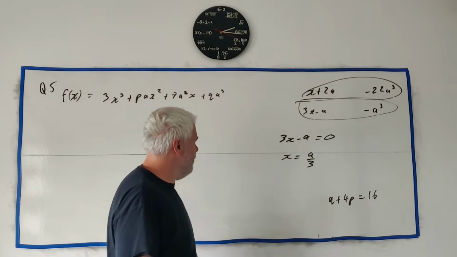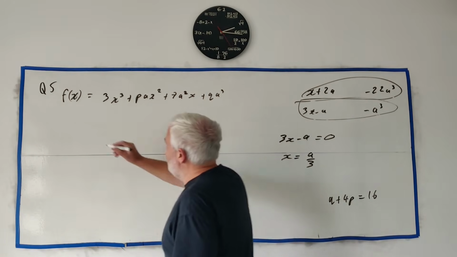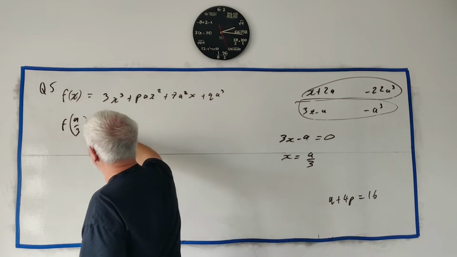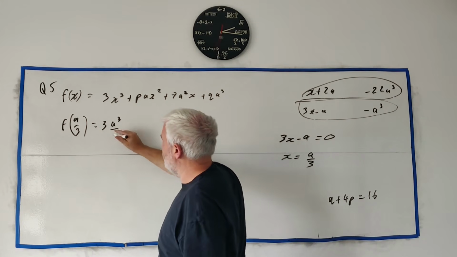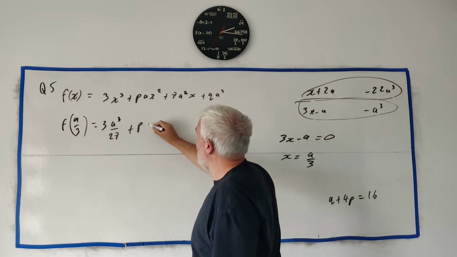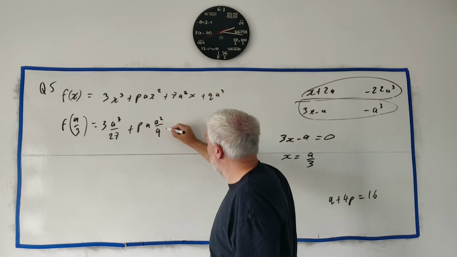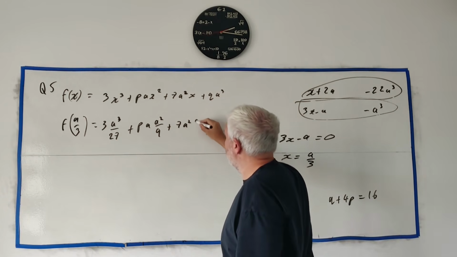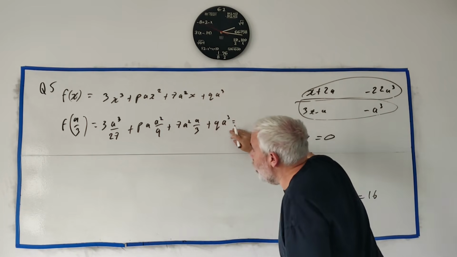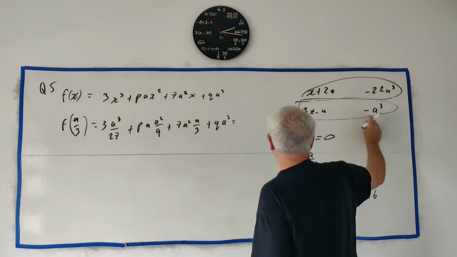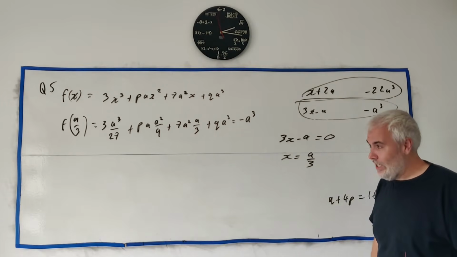I hope I'm not confusing anyone too much with using the words root and factor, because I think I'm using them wrong. So what I mean is, if we put in a over 3, put that into this, that'd be a cubed over 3 cubed, which is 27, plus p a squared over 3 squared, which is 9, plus q a over 3, plus a cubed. I know this is equal to the remainder they told me here, minus a cubed. A lot faster, a lot cleaner this way.